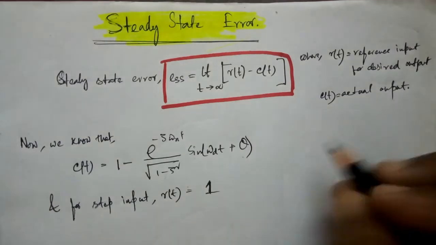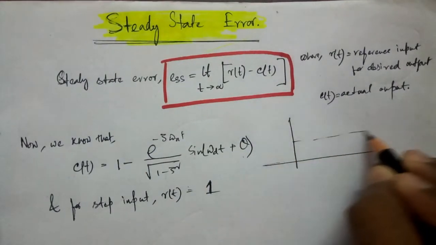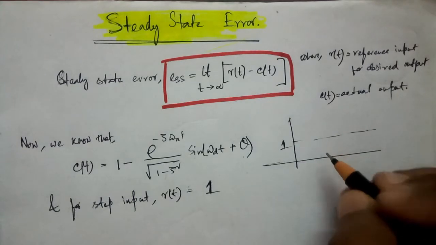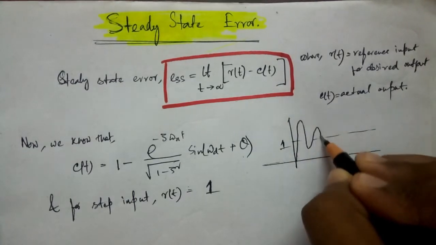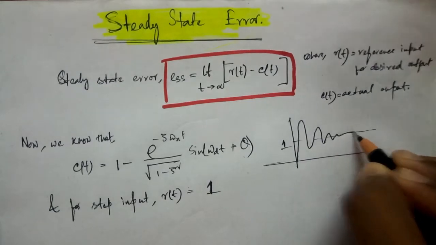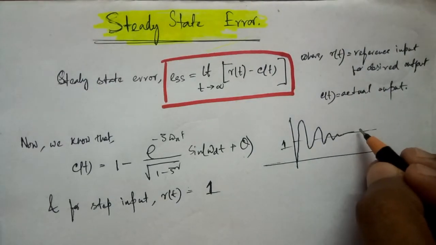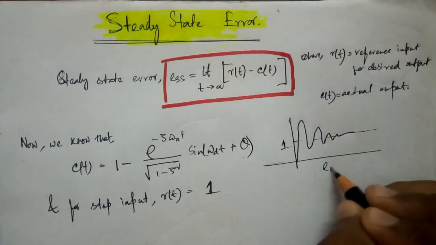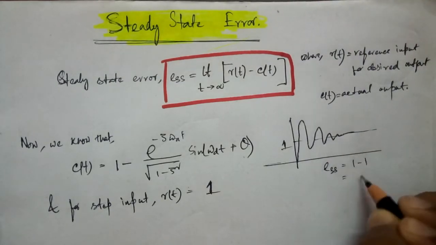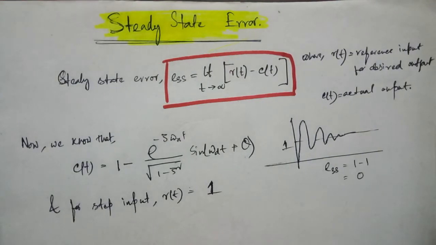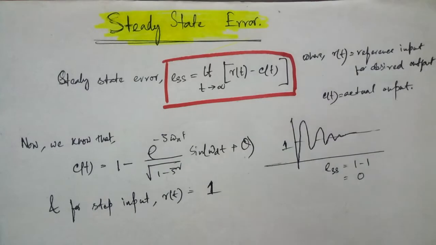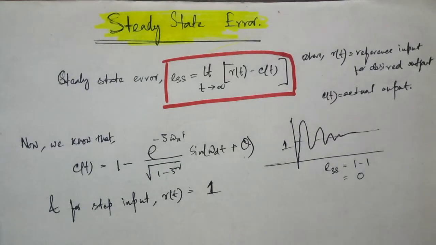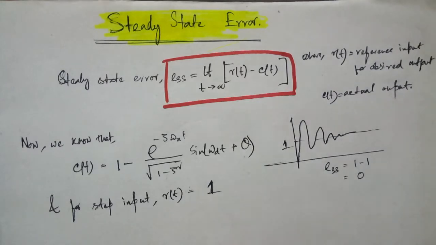So we have seen the plot previously. The plot was like this. Here it is 1, the final value. The plot was going like this, and finally it became 1 in steady state. So in steady state, the steady state error will be 1 minus 1 equal to 0. Now this we know, but what is the general formula for steady state error when we take any kind of system, taking G(s), H(s)? What will be the basic standard formula? So now let us see that.